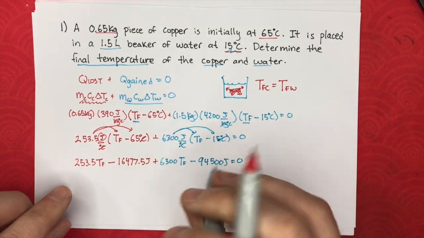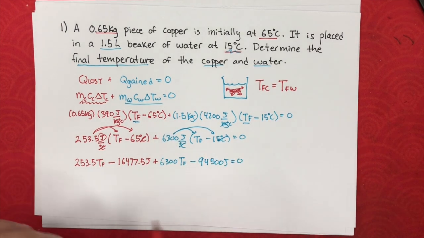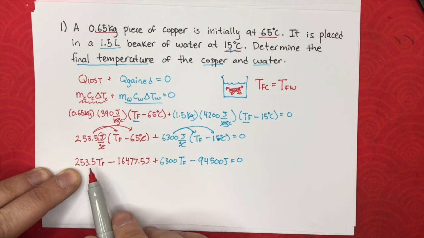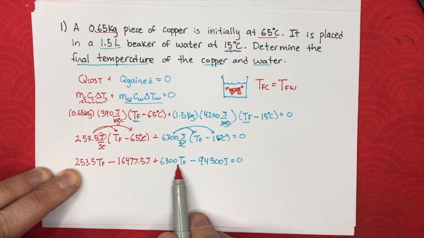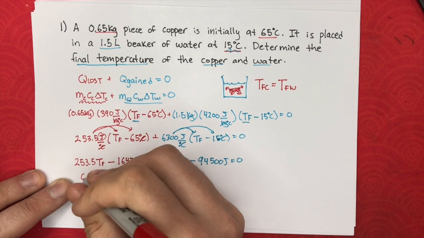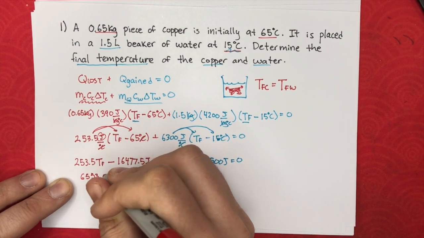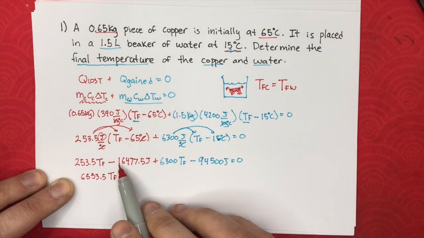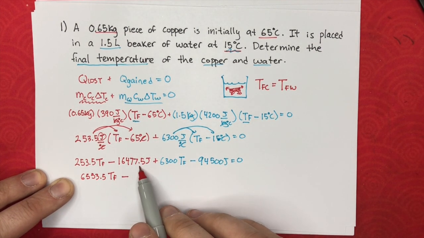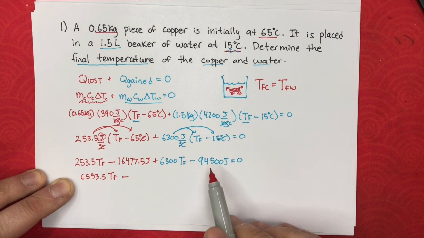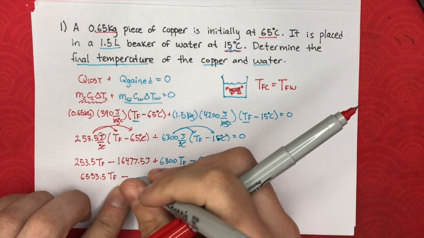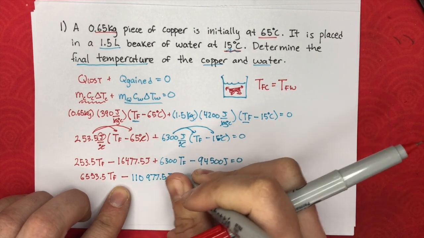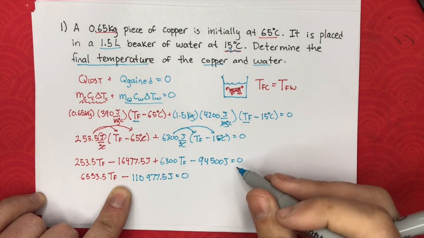Now we can combine like terms. I'll keep all the temperatures in red, and I'll keep all of the joules in blue. So we're going to do 253.5 times TF plus 6,300 TF. That's going to combine together to give us 6,553.5 times the final temperature. Then we're going to subtract away 16,477.5 minus 94,500 joules. Combine those together, you should get 110,977.5, and the units are joules. And that's still going to be equal to 0.